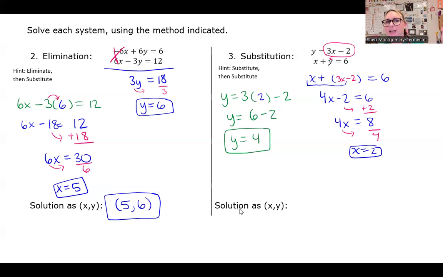And I put it exactly like this on the quiz. I tell you solution as x comma y. So you should get it right. 2, 4, and make sure you put parentheses. Again, I show you how to write a point right here. Everybody should know how to write a point. We should do it amazingly. Any questions over elimination or substitution?